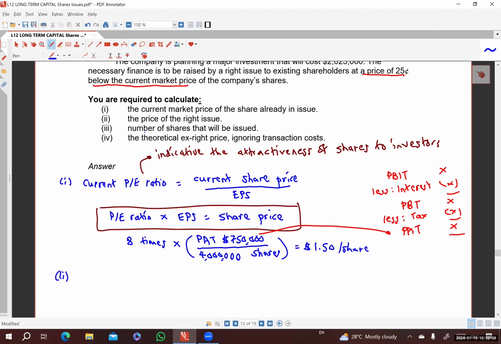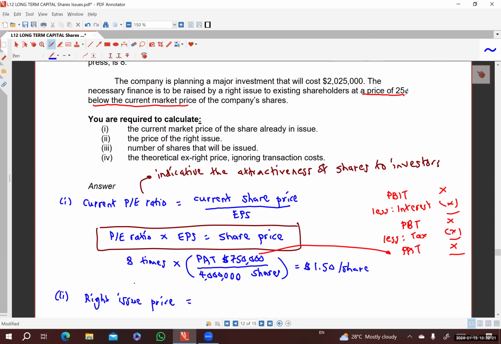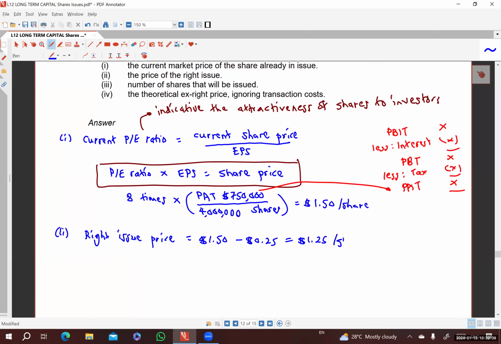Number two, the price of the right issue. The right issue price is 25 cents below current market price. Current market price is 150 here, minus 25 cents. So this is the right issue price. Number three.